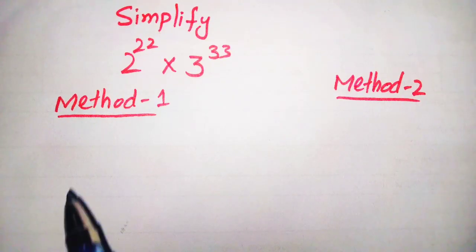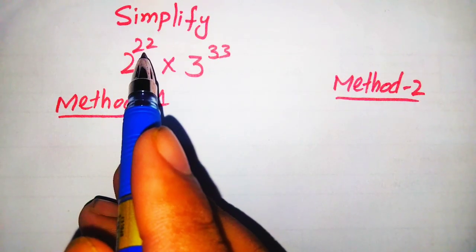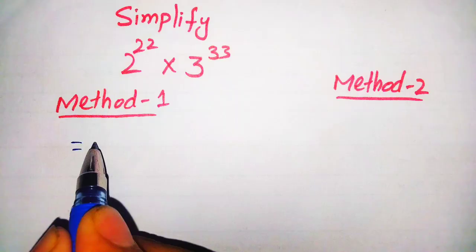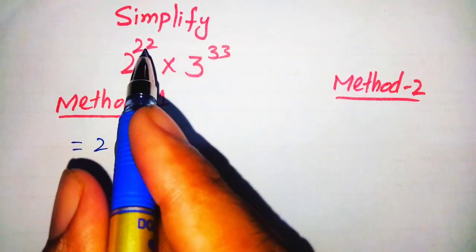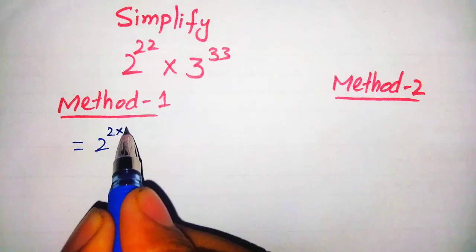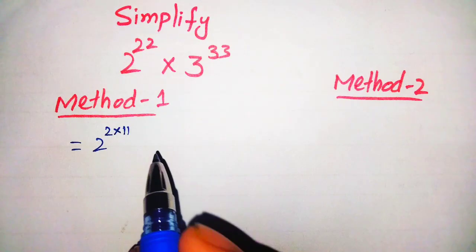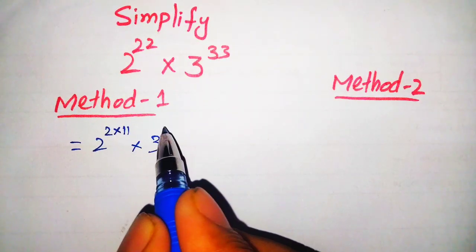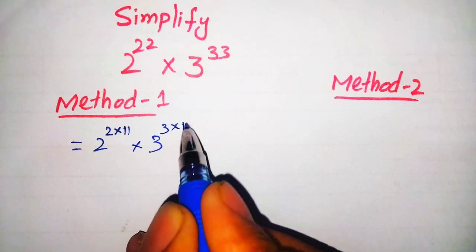In method number 1, we will break this 22 and 33. We can write this as 2 raised to power, 2 times 11, which is equal to 22. Similarly, this can be written as 3 raised to power 3 times 11.